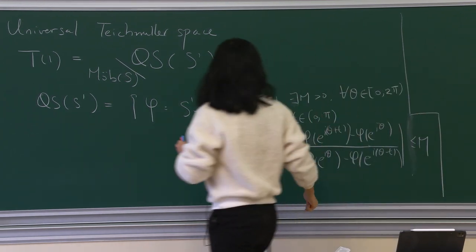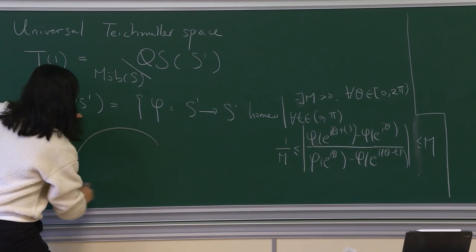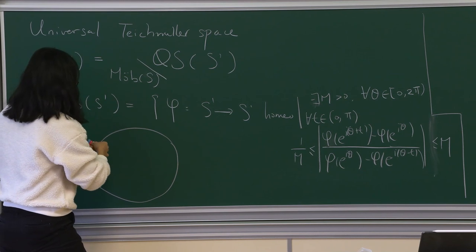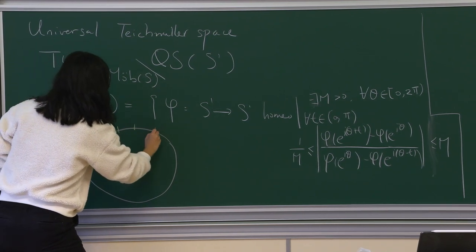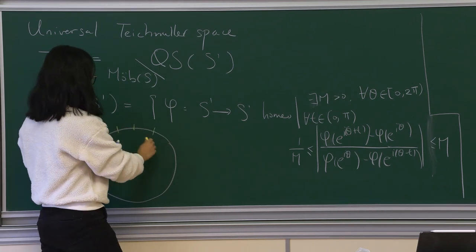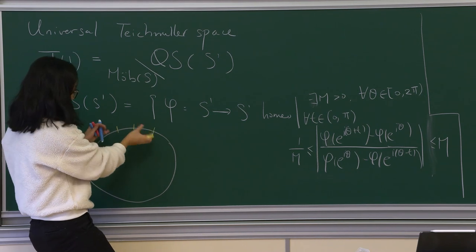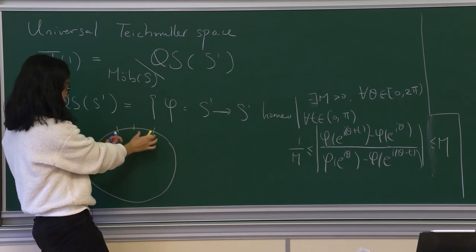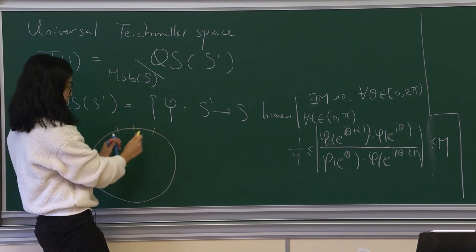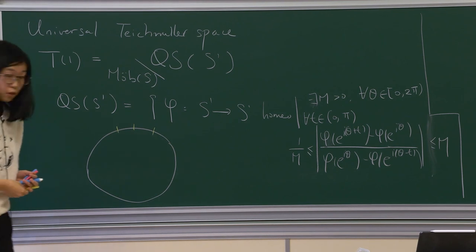What it says is that it's called quasi-symmetric. I have my homeomorphism from the circle to the circle. If I take any 3 points which are equidistant, under this phi map they will be mapped to another 3 points. They're not necessarily equidistant, but the ratio of the distances between them will be bounded above and below, uniformly. So this is the definition of quasi-symmetric.